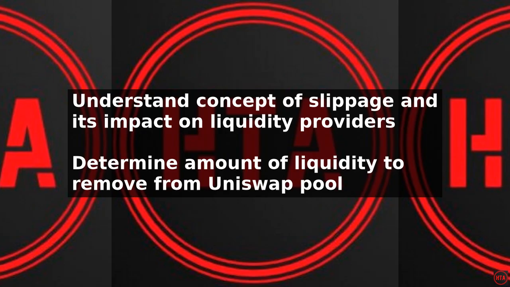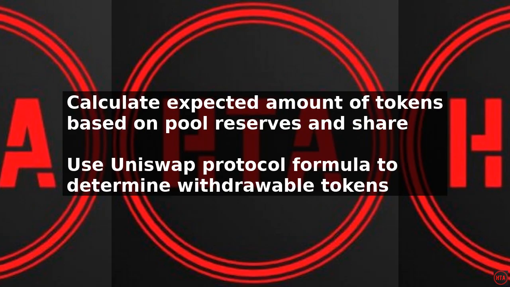The first step in calculating slippage is to determine the amount of liquidity you want to remove from the pool. This can be done by checking your current liquidity position on Uniswap and deciding how much of it you want to withdraw. Next, you need to calculate the expected amount of tokens you should receive based on the current pool reserves and your share of the pool. This can be done using the Uniswap protocol's formula for calculating the amount of tokens that can be withdrawn.